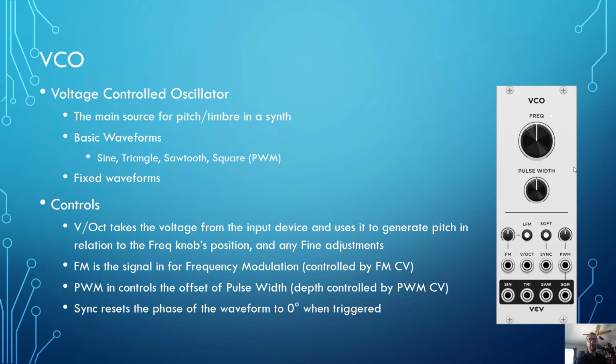PWM controls the offset of the pulse width. At dead center, it is a square wave, but play around with it and move it to the left or to the right, and you'll hear how it changes the timbre. The other important one is sync, which resets the phase of the waveform being generated to zero when it's triggered. Again, this is very useful if you're playing very, very fast or if you're using fast sequences, but otherwise you can probably not worry about it.